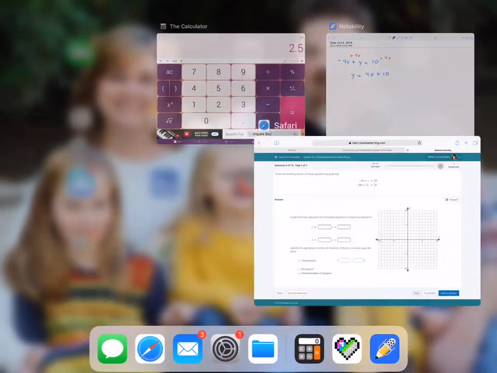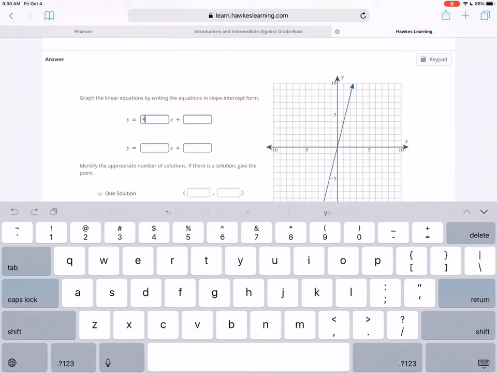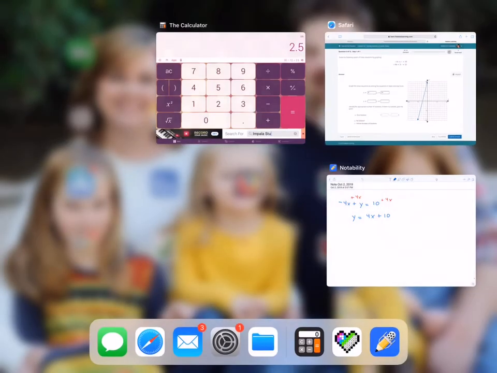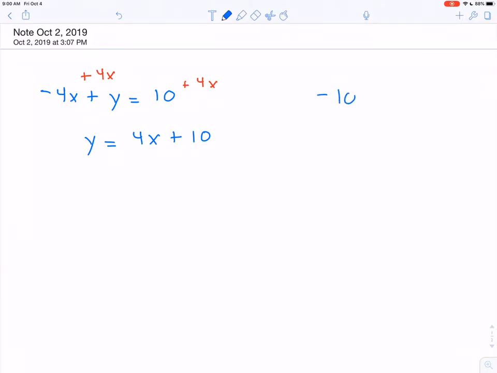Now again, that's a y-intercept of 10 and a slope of 4. But if I come back over here to Hawks and I put in my slope-intercept form, 4x, x is already there, plus 10, then you'll notice the graph is already constructed for me with a y-intercept of 10 and a slope of 4. So if I do the same thing with the second line, -10x plus 2y equals 22. Slope-intercept form, again, I want to get y by itself, so I would start by adding 10x to both sides. This will become 2y is equal to 10x plus 22.